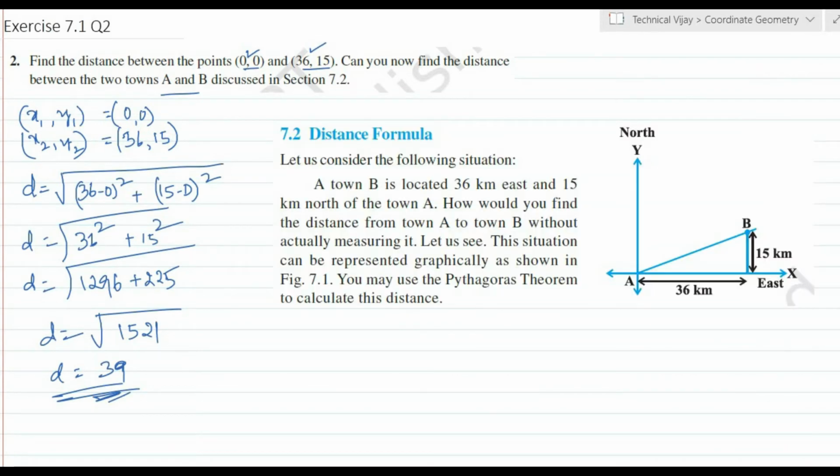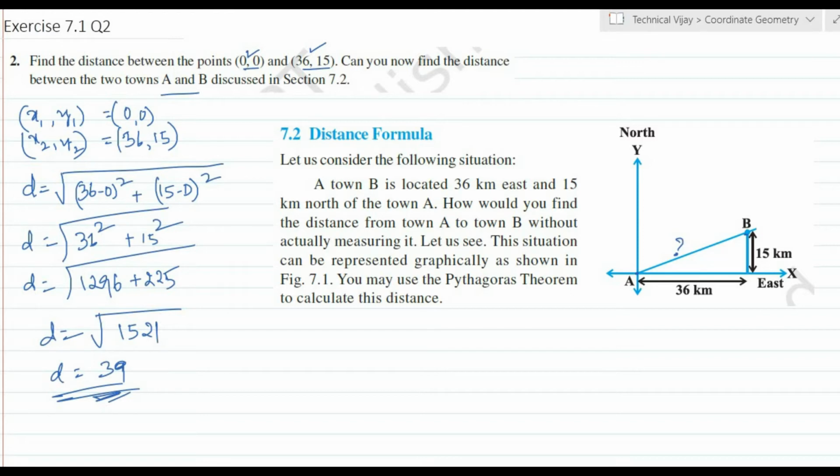So now, the second part: can you now find the distance between the two towns A and B? Here one town is located at the origin, and the B point is 36 km to the east and 15 km to the north of town A. How could you find the distance from town A to town B? This distance we have to find out.